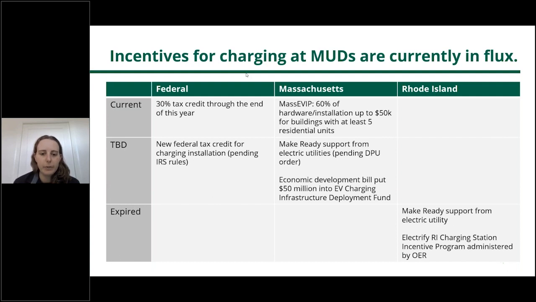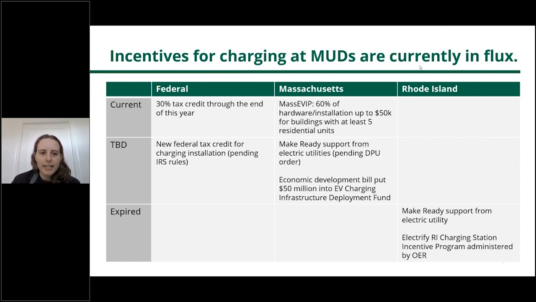And then finally, Governor Baker just signed into law a couple days ago a big economic development bill. And that law included $50 million for an EV charging infrastructure deployment fund. So we don't quite know yet how the state is exactly going to use that money. It might just put those dollars into the Mass EVIP program. It might set up a new program. That all remains to be seen, but those are dollars that will definitely be intended to help this thorny issue of how do we get charging installed in apartments and condos.